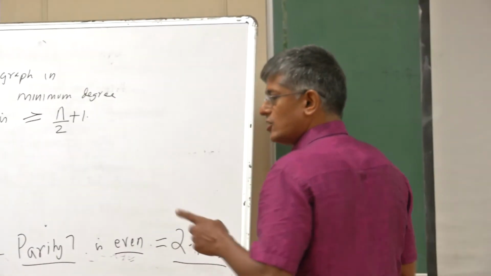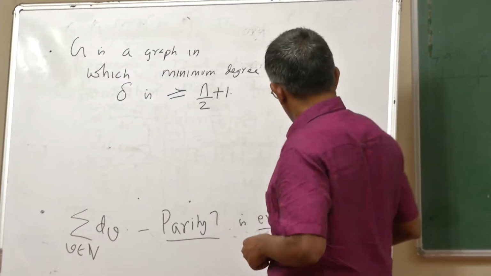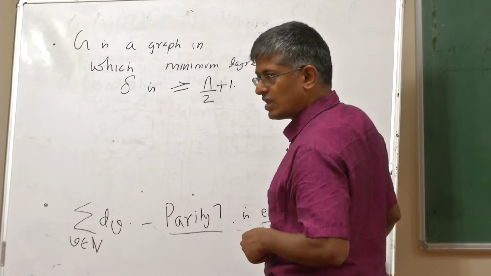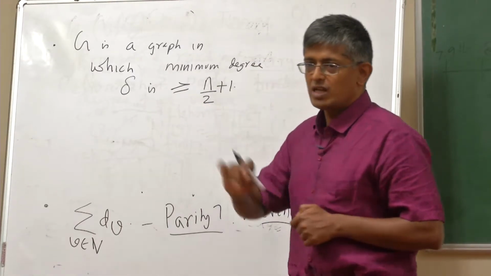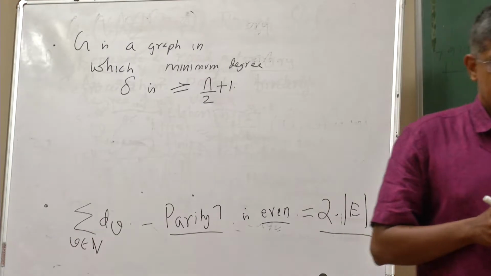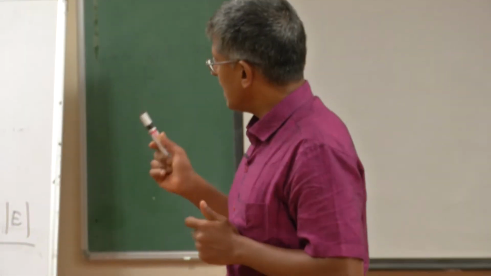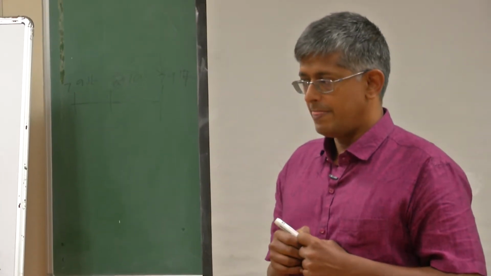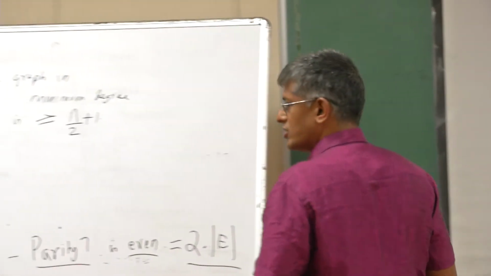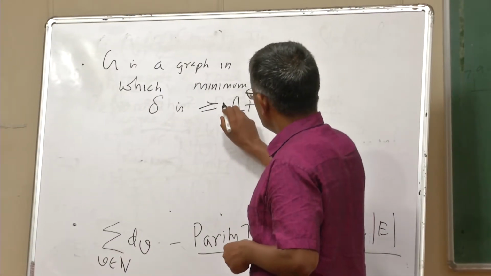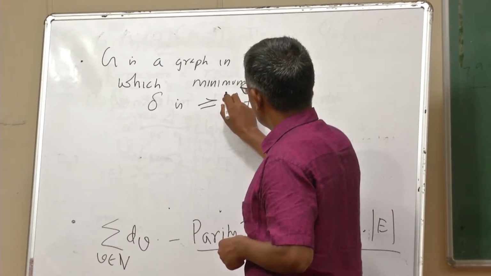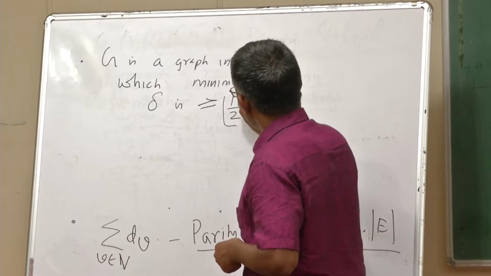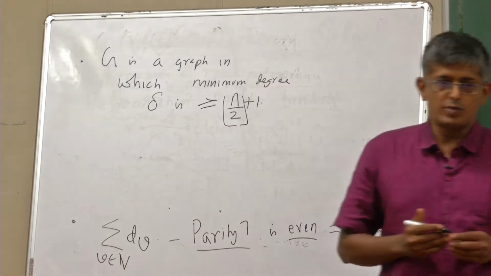So you have a graph G. There is an additional property. By the way, n means the number of vertices. Throughout the lectures, I will use m for the number of edges and n for the number of vertices. So what do you have? You have a graph in which the minimum degree is at least n by 2 plus 1. Let me also make it very precise. To make it an integer valued function, let me say floor of n by 2 plus 1.